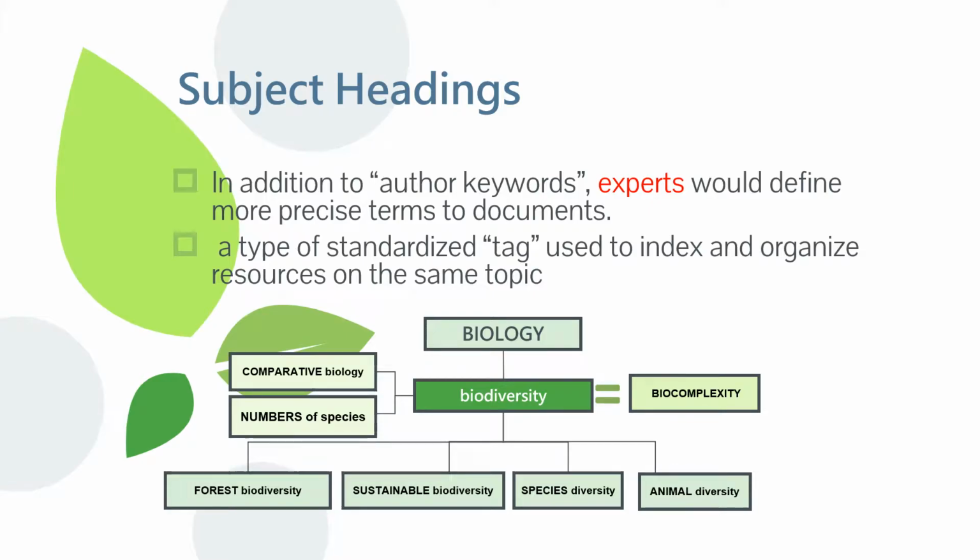Another tool is subject heading. It's similar to Thesaurus, just in a different database. They are different names. Here is an example of biodiversity. The broader term is biology. The related terms are biocomplexity or number of species. Narrower terms are forest biodiversity, sustainable biodiversity, species diversity, animal diversity.